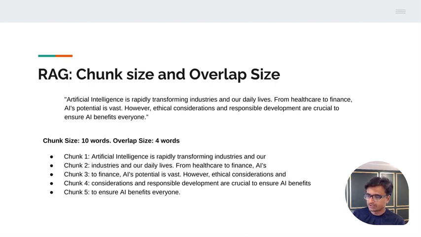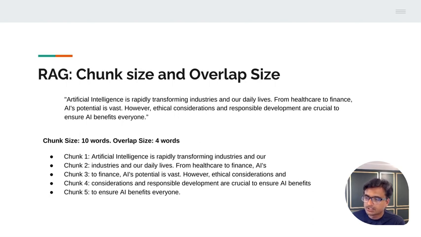And so you can see that there are five phrases that came out of the paragraph that was given as input, and each chunk has a maximum of 10 words. And also notice that there are four words that overlap with the nearby chunks, and that's because we have given the overlap size as 4 words.